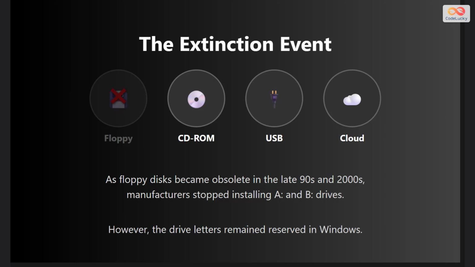As technology advanced, floppy disks were replaced by CD-ROMs and eventually USB drives and cloud storage. By the mid-2000s, floppy drives had completely vanished from new computers. However, the drive letters A and B did not disappear with them. They remained reserved in the Windows operating system, ghostly placeholders for hardware that no longer exists.